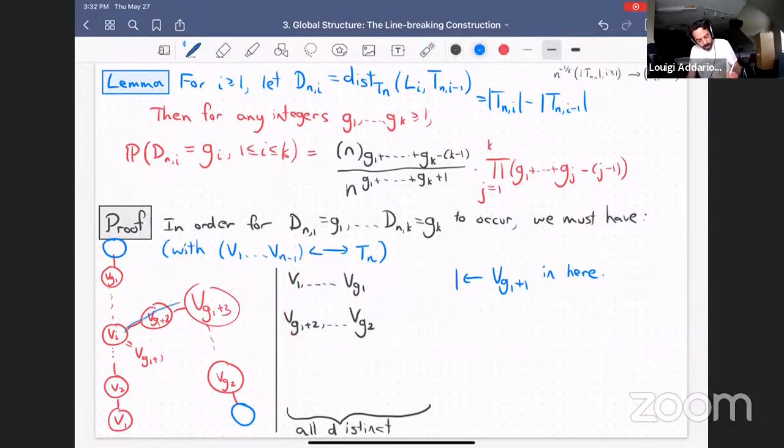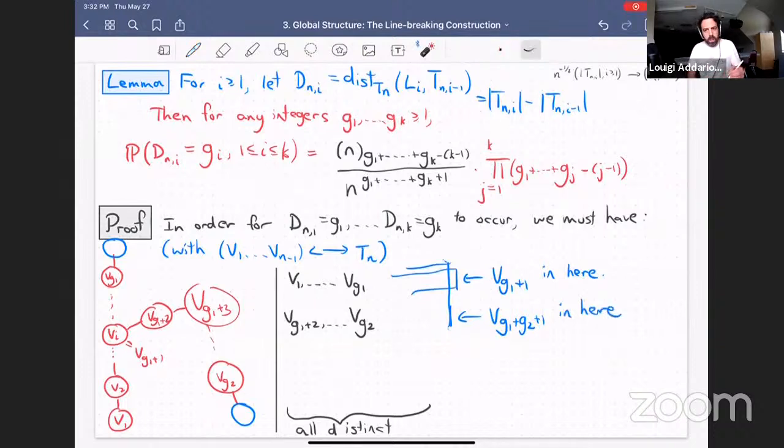And then because after this number of steps, g2 steps, we're asking to finish a second branch, then it should be that we see another repetition. So v_{g1+g2+1} should be somewhere in the set of previously seen vertices. So v_{g1+g2+1} should be in here. Okay, and so on and so forth. So at g1 plus g2. So yeah, sorry, thanks.